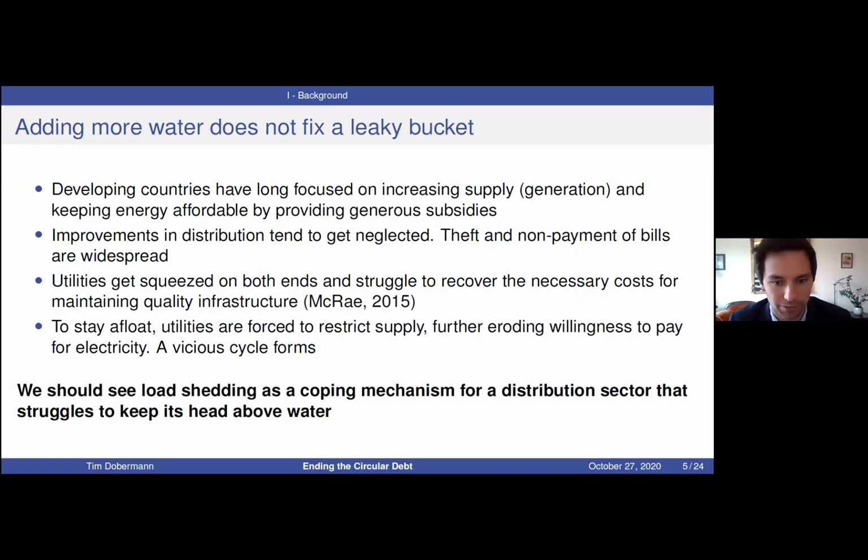But I think these utility and distribution companies are struggling to stay afloat, and they have to take these responses to keep themselves above water. And so what ends up happening is that because energy is mispriced or not paid for, our original goal of expanding access to energy actually suffers. So the overall access declines as a result of these coping responses by utilities.